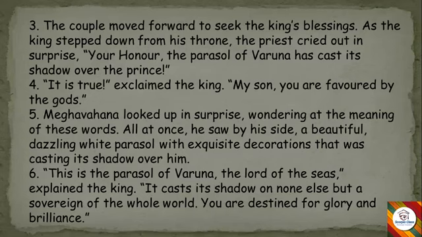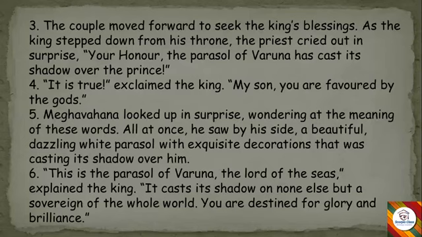All at once he saw by his side a beautiful, dazzling white parasol with exquisite decorations that was casting its shadow over him. At first, Meghavana did not understand this. He was very surprised and couldn't understand the meaning of these words. But then he saw there was one white, dazzling parasol above him, an umbrella which was very decorative, giving its shadow over Meghavahana.